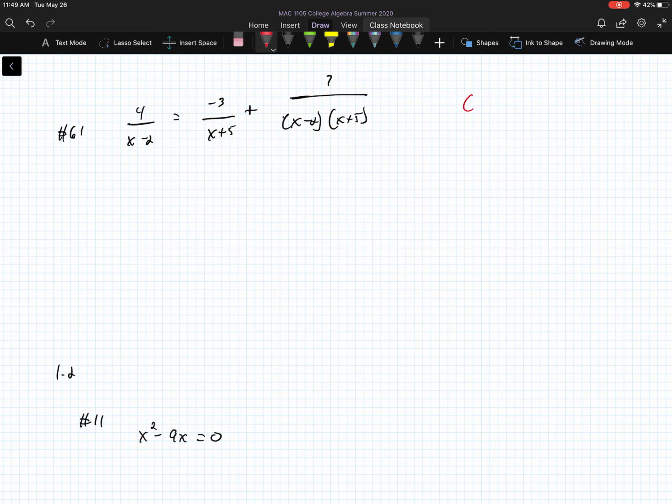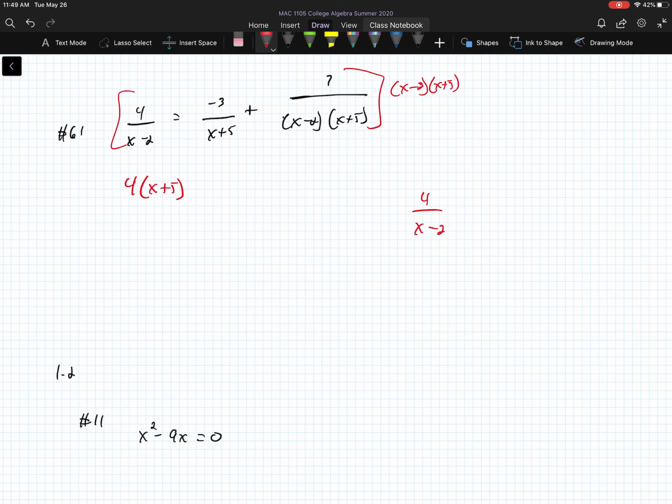Now, number 61, the denominator that I want, or the one that I can multiply everything by, is x minus 2x plus 5. So similar to the previous ones, if I multiply everything by x minus 2x plus 5, let me go ahead and get rid of this one here. My first one is going to be 4 times x plus 5.